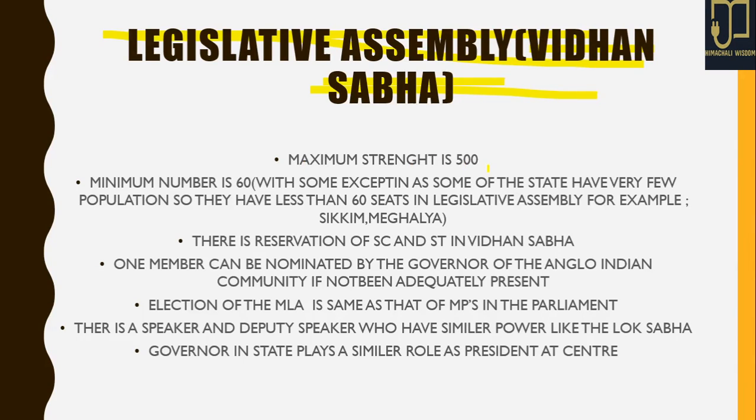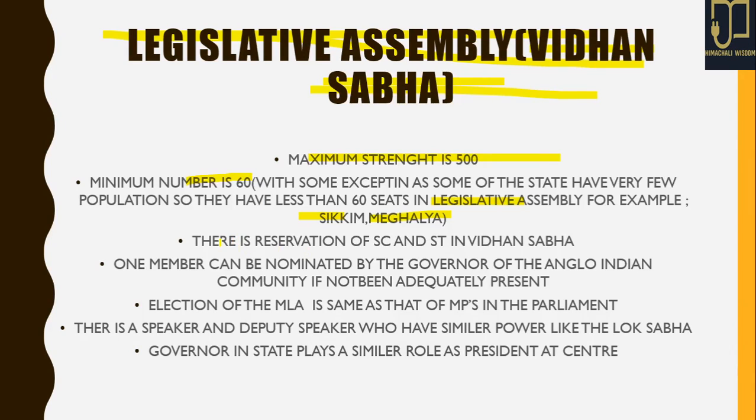The maximum strength of the legislative assembly is 500, and the minimum strength in the legislative assembly, that is in Vidhan Sabha, is 60. But there are some exceptions, because in some of the Indian states the population is very low. So in some of the states this minimum number is an exceptional case. For example, the legislative assemblies of Sikkim and Meghalaya have very low number of seats, so their minimum number is less than 60. These are some of the states that are exceptions to the minimum number of seats at the Vidhan Sabha level.